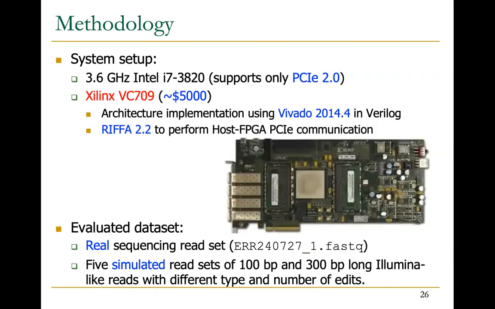Now for the key results, we implemented or realized this in real FPGAs. And this is the FPGA itself, Virtex-7 VC709. It cost about $5,000 to get this at that time. I'm not sure about the price these days.